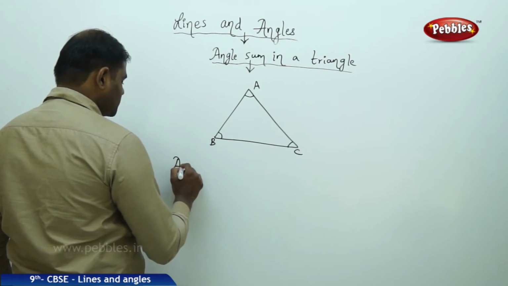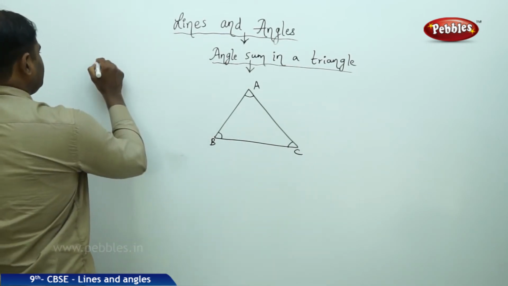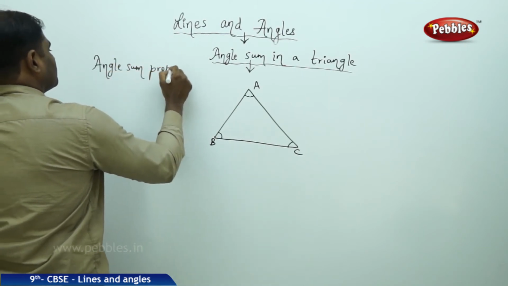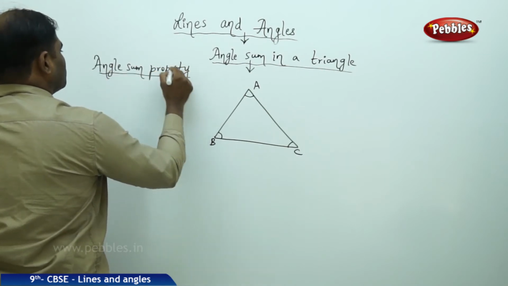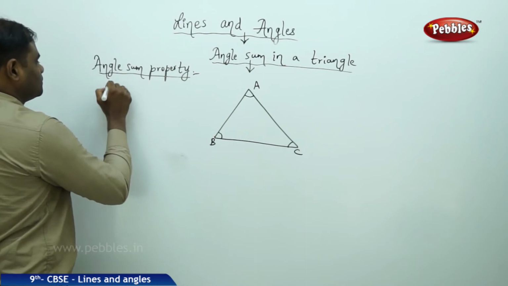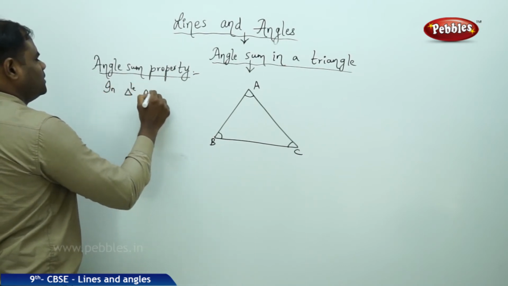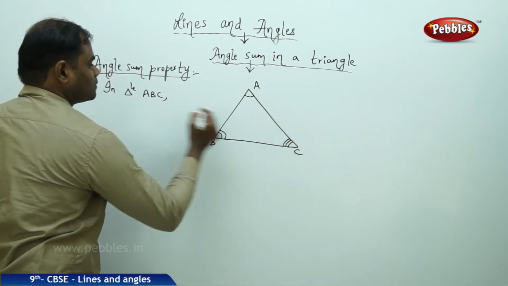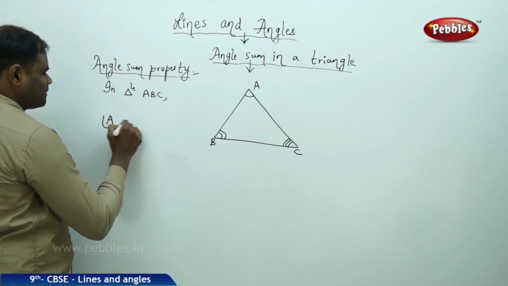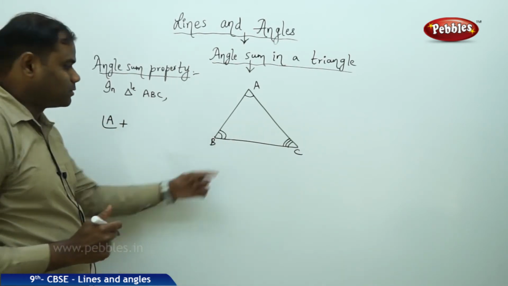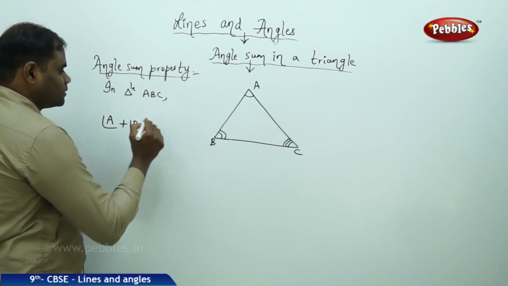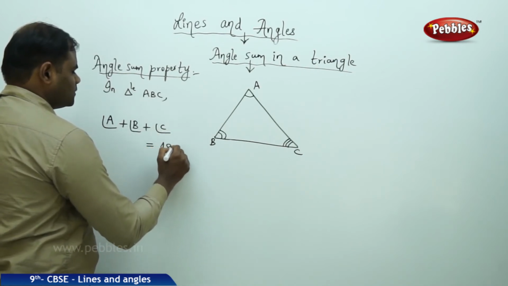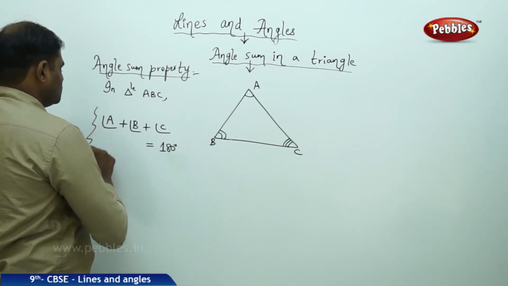So my angle sum property says that in triangle ABC, the angle A, which is denoted by this angle A, and the second angle, angle B, which is out here, and the third angle, angle C, must sum to 180 degrees. Is how we connect with angle sum property.